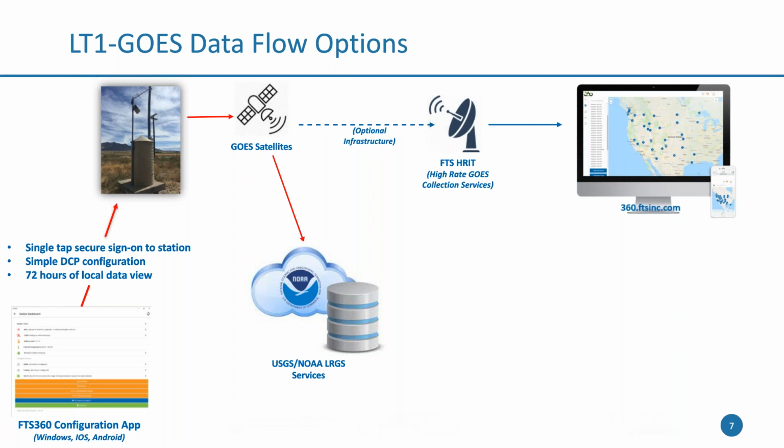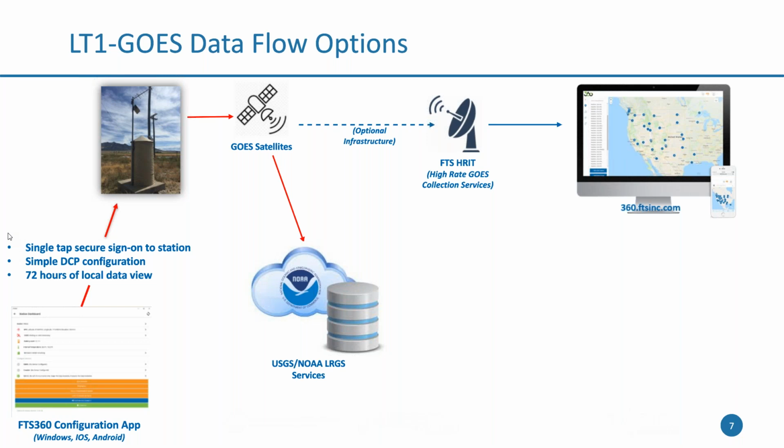We do use an FTS360 configuration app. That's the name of the application. It runs on 3 different platforms to configure the LT1 GOES. Brad's going to demo that a little bit later, but ultimately it has a secure single tap sign on to the station. It's got a number of pages that we think are quite simple for configuration of the LT1 GOES. Putting in your NESDIS ID, your message types, viewing the health of your station, and also viewing the last 72 hours of local data.